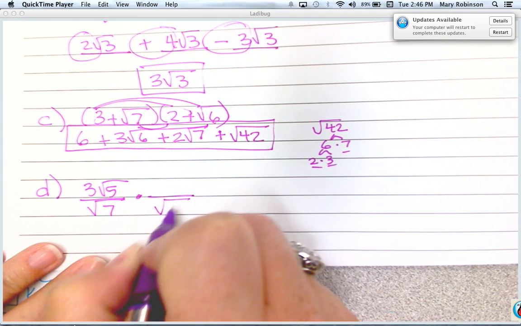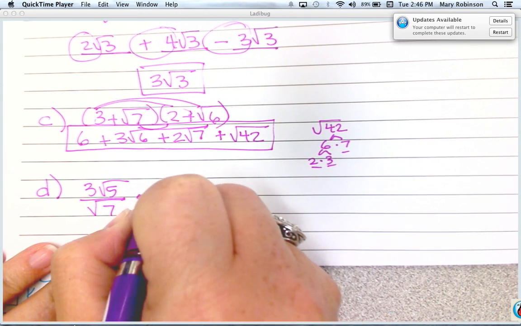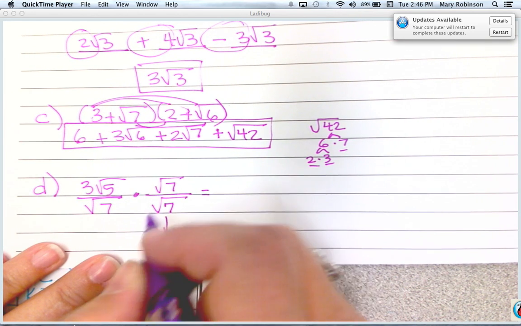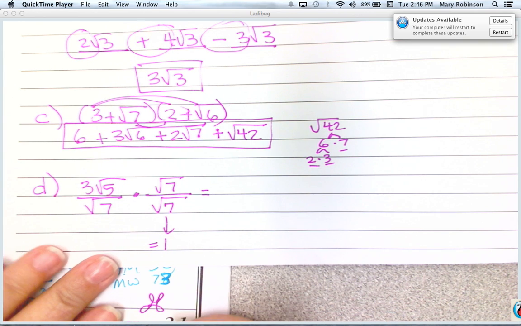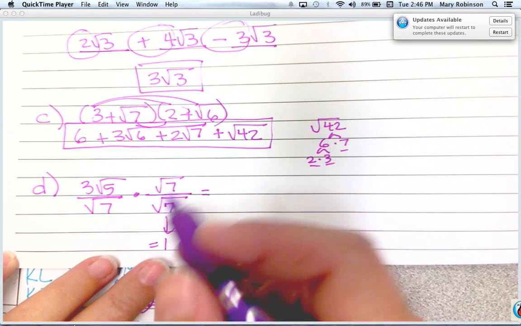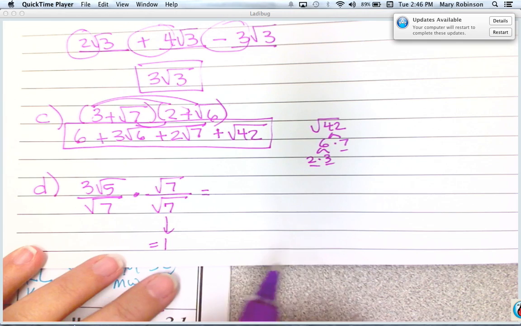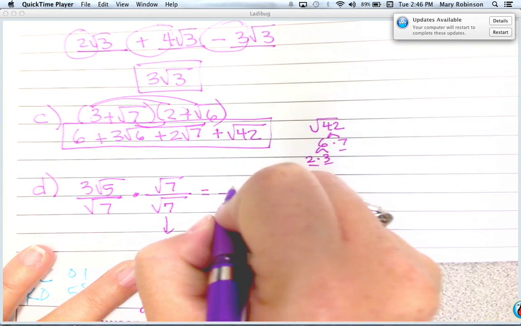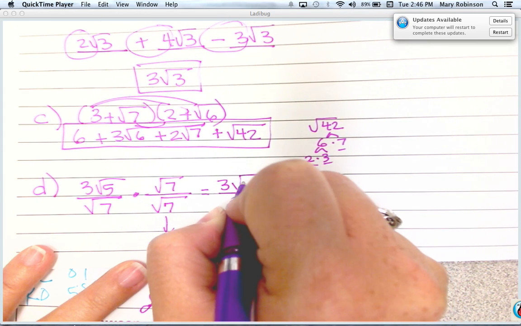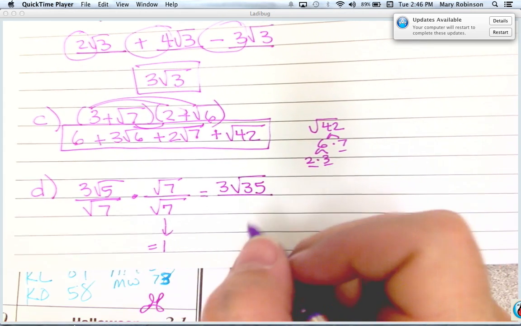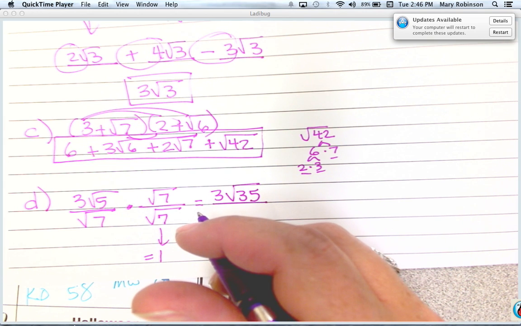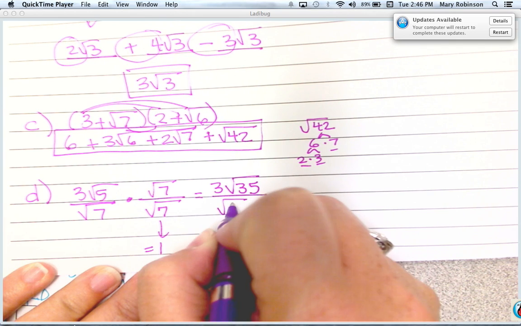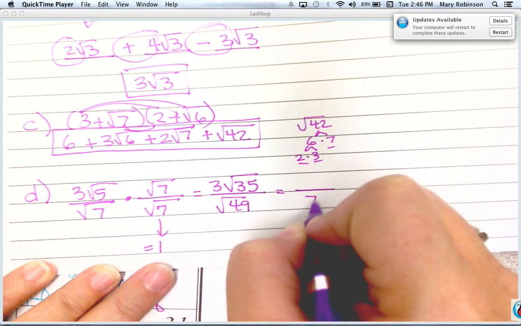To do that, we can get rid of this radical by multiplying both the top and the bottom by the square root of 7. Now remember, this just really equals 1. Any number divided by itself is equal to 1. So we're not changing the value, we're changing the form to make our denominator rational. So up top, when we multiply, we get 3 square roots of 35. And then on the bottom, the square root of 7 times the square root of 7 is the square root of 49, which happens to be 7.